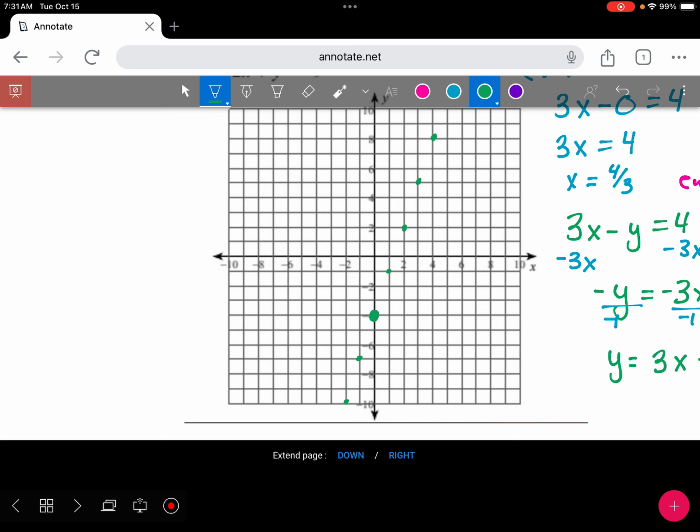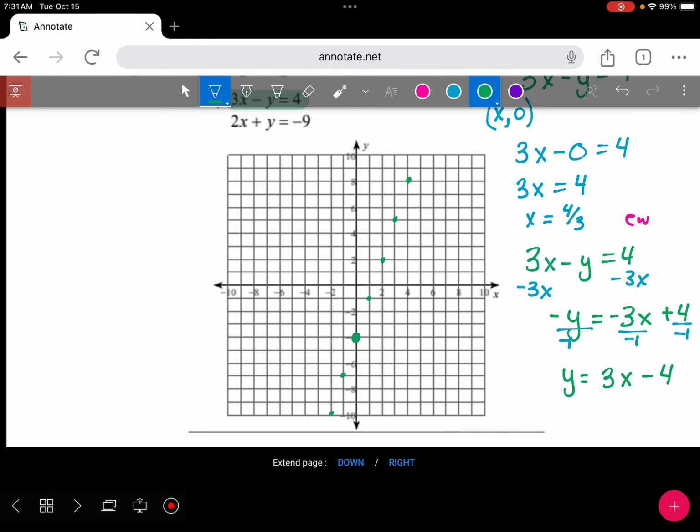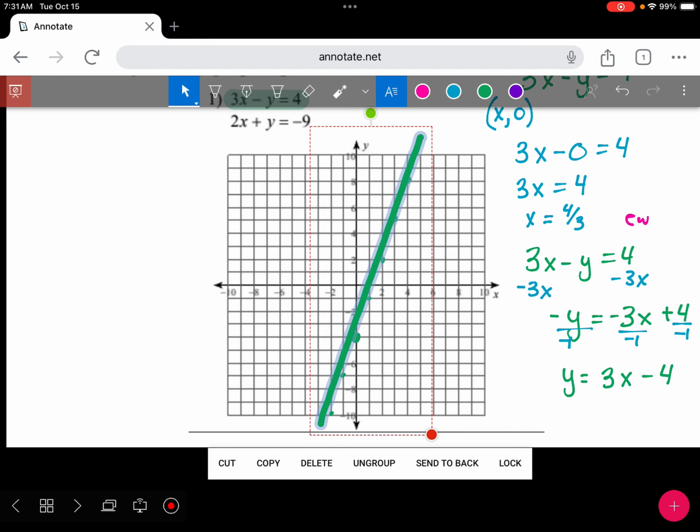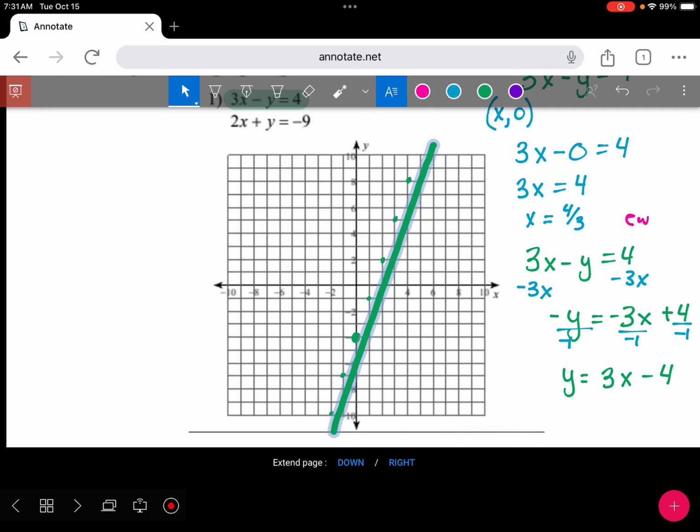We're going to connect them up using our ruler. There we go. All right, make sure you go edge to edge on your graphs. Use your ruler, we should get a straight line.